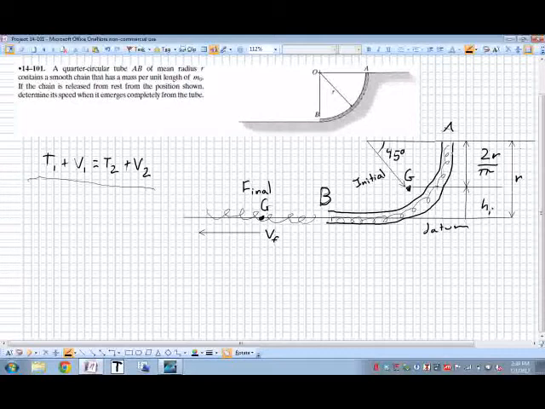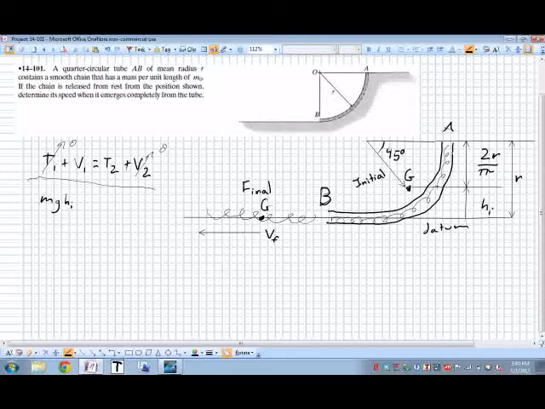In our initial state, since it's at rest, our initial velocity is 0. In our final state, we're worried about finding that velocity. However, we know that the potential energy is going to be 0 because we have set our datum at the center of gravity in the final state. So for our conservation of energy equation, we know that T1 is going to equal 0 and that V2 is going to equal 0.